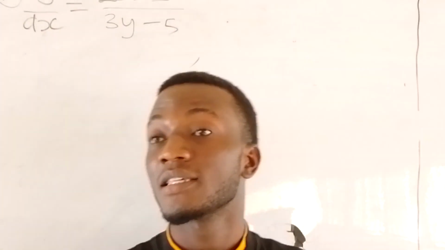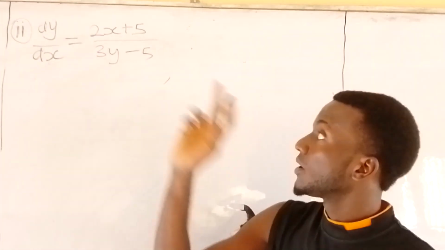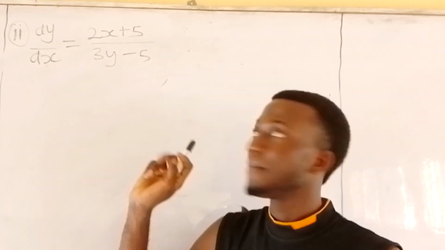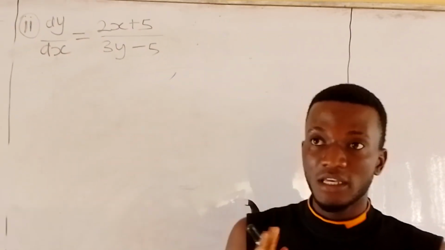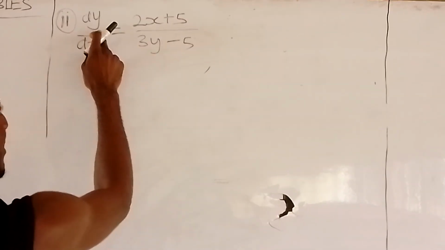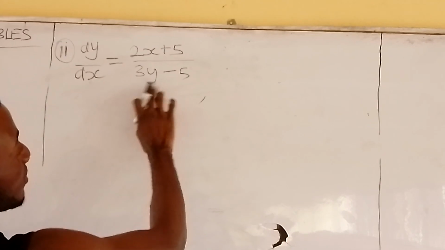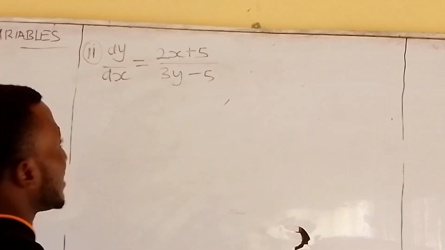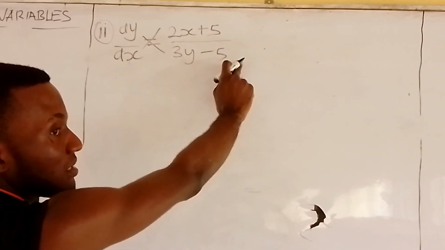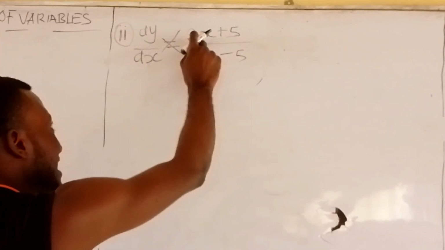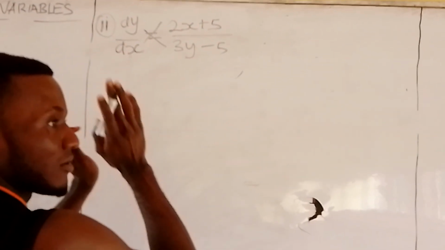The second question: we have dy over dx equals 2x plus 5 divided by 3y minus 5. This can be solved easily. Take note, when you have dy and a variable containing y on the same line, you can easily cross multiply for dy to meet with the y variable and the x to meet with the x variable.